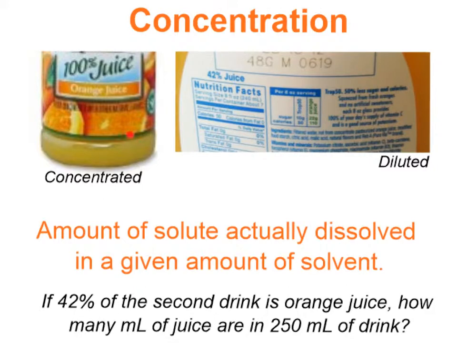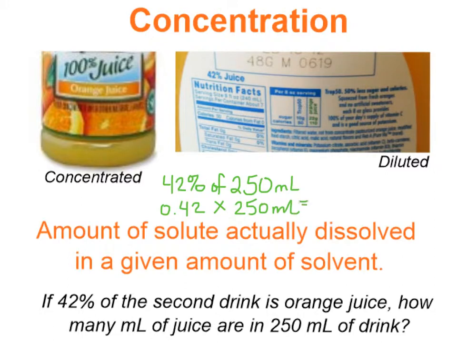You can see that this says 100% juice. This one says 42% juice. So if 42% of this drink is orange juice, how many milliliters of juice are in 250 milliliters of the drink? We could figure that out by saying 42% of 250 milliliters. That would be the same thing as saying 0.42 times 250 milliliters. And that would be 105 milliliters of this is actually orange juice.